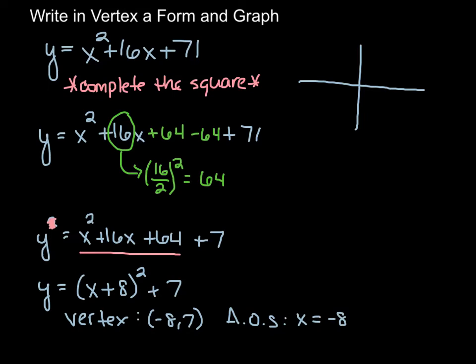I'm just going to do a rough sketch. And then we have (negative 8, 7). It's up there somewhere. And it's opening upward because we have a positive out here, so it opens up. So it looks something like this. Okay.